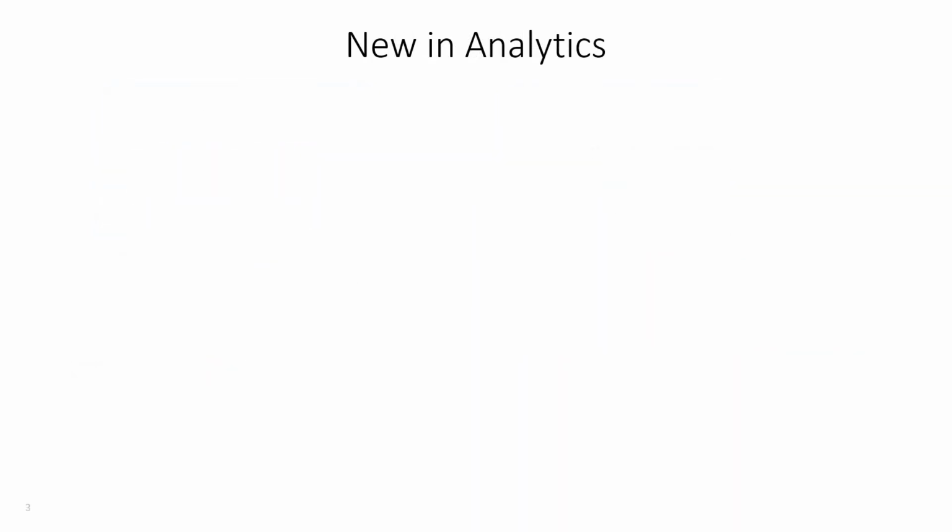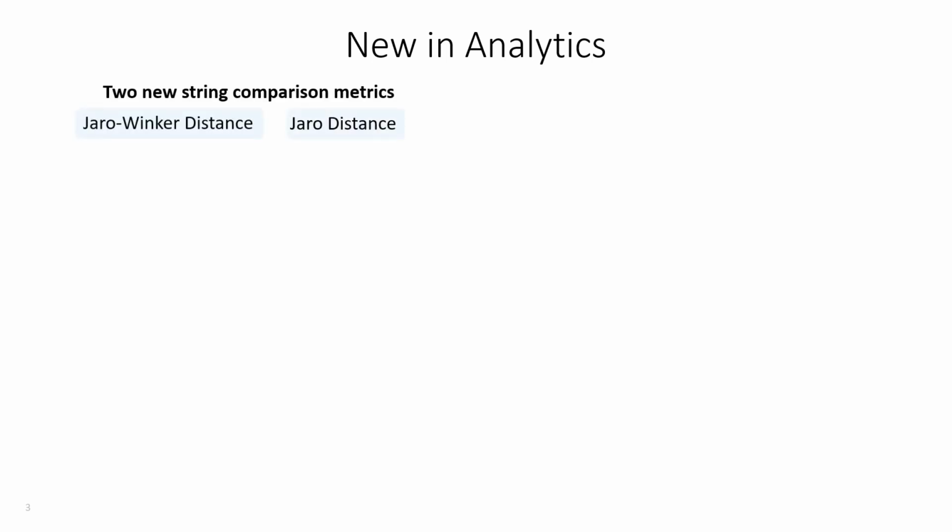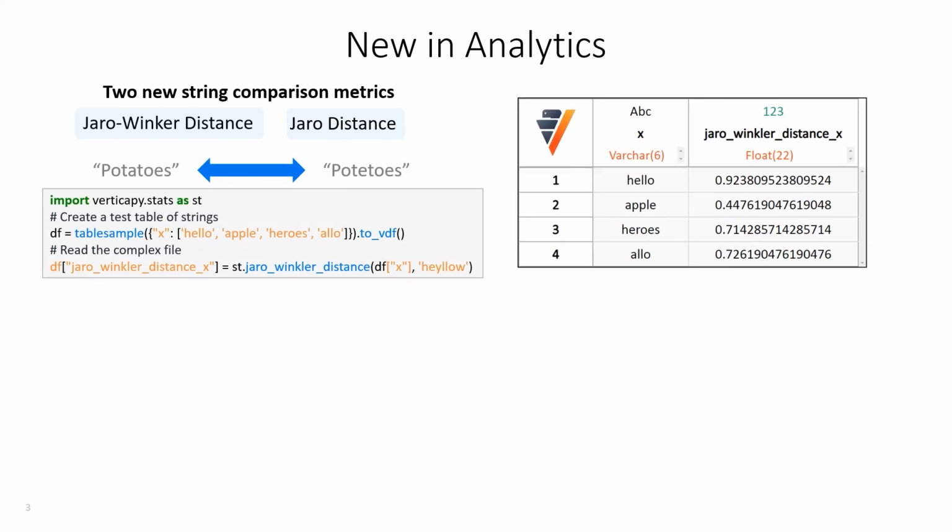Lastly, let's talk about what's new in analytics. There are two new string comparison metrics, namely Jaro-Winkler and Jaro distance. They enable you to quantify the difference between strings. Now you can finally put a number on the difference between "potatoes" and "potatoes" just by calling the Jaro-Winkler function. The application is pretty straightforward, as seen here.